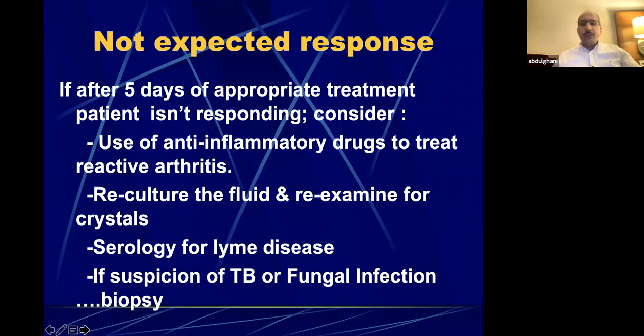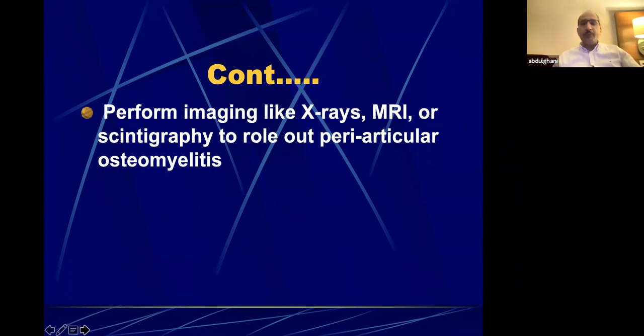antibiotic, then you must consider use of anti-inflammatory drug again, if it has not been given in appropriate dose. Reculture the fluid and re-examine for crystals. Ask for serology for Lyme disease. If there is a suspicion of tuberculosis or fungal infection, you have to take biopsy and perform further imaging like X-rays. Repeat X-ray may be asked for. Repeat MRI has to be asked for. Scintigraphy to rule out periarticular osteomyelitis. Because again, the picture keeps changing.